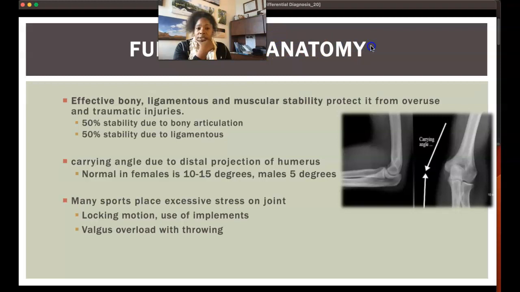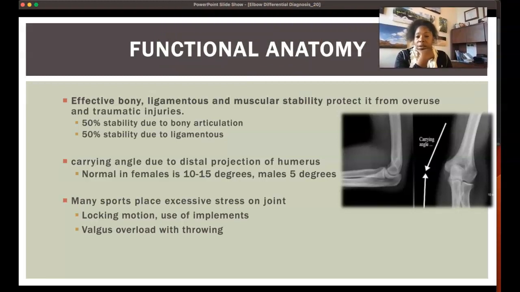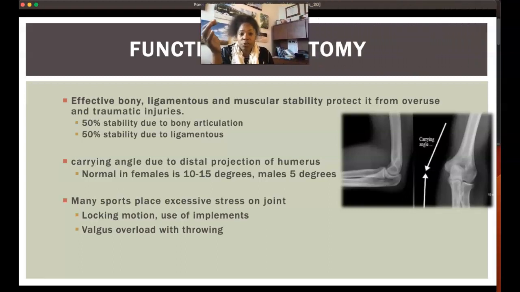So as we've already discussed, we've talked a bunch about the bony anatomy of the elbow joint, but let's talk about other structures that really make the elbow one of the most stable joints in the body. First and foremost, it's the bony anatomy. We have the humerus, we have the radius, we have the ulna, and then we have the three different joints that come together to create a strong and stable hinge joint.